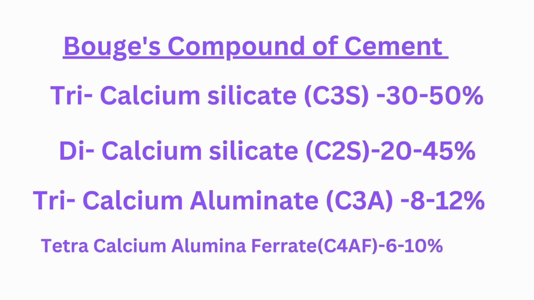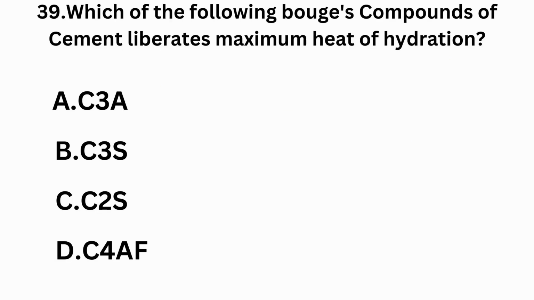According to Bogue's compound, the percentage of tricalcium silicate C3S in cement is 30 to 50%, dicalcium silicate C2S 20 to 45%, tricalcium aluminate C3A 8 to 12%, and tetracalcium aluminoferrite C4AF 6 to 10%. Which of the following Bogue's compounds of cement liberates maximum heat of hydration? C3S, C3A, C2S, and C4AF.